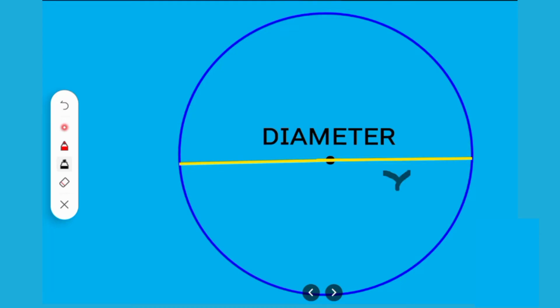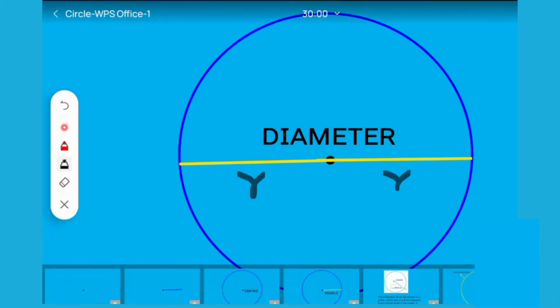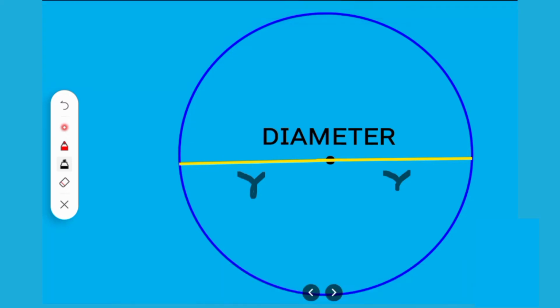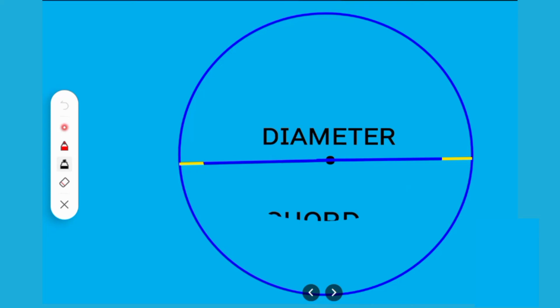If we double that radius, the line goes through the center point and touches the circumference at 2 points. That is called the diameter. Suppose the diameter is denoted by d. We find the relationship between diameter and radius is d is equal to twice r. It means the diameter is the line which touches the circumference and goes through the center of the circle.